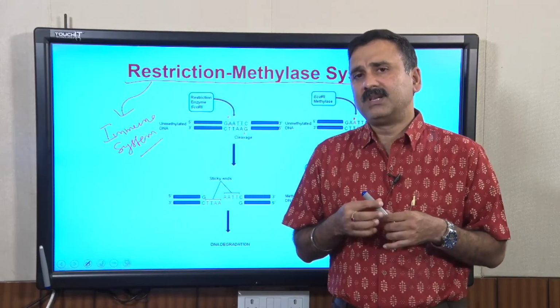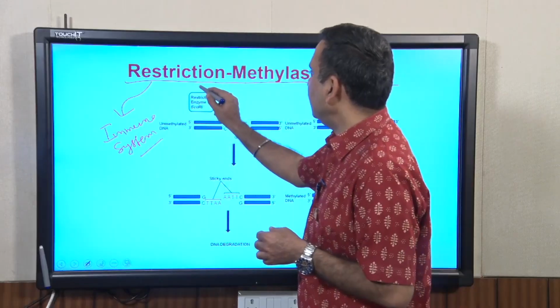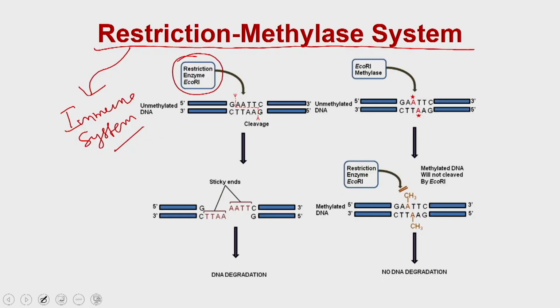So, how this restriction methylase system works is that every restriction enzyme, for example, in this case we have taken an example of EcoR1, has a specific site which is called GGAATTC. So, it is having a specific site, means a specific sequence of nucleotides, and that would be cleaved by the EcoR1, but under two conditions. One, either the DNA will be unmethylated or the DNA will be methylated.